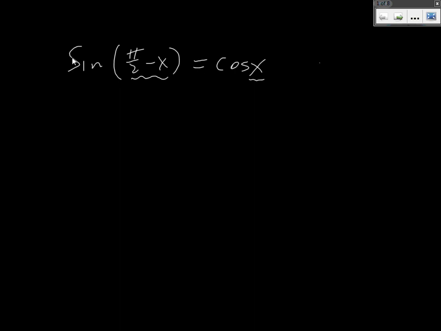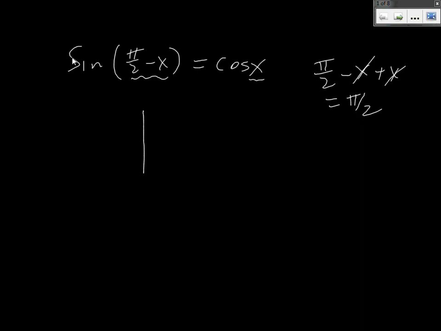You add them up, pi over 2 minus x, but then you add the x back, you get pi over 2. Two angles are said to be complementary, or complement of one another, if their angles add up to 90 degrees. Now, why is this obviously true?